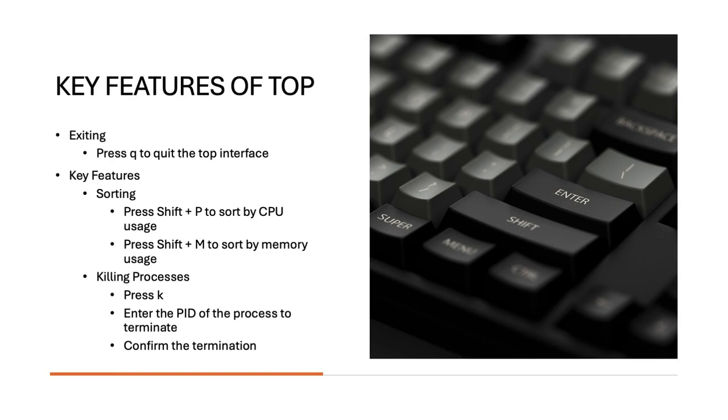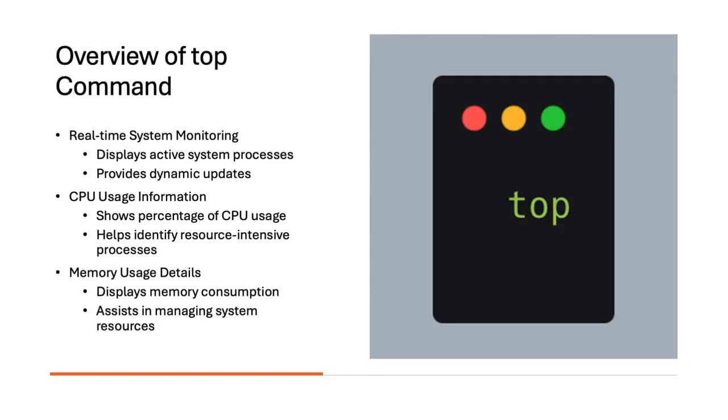Key features include sorting by CPU or memory usage using Shift-P or Shift-M respectively, and to kill a process, press K, enter the PID or process ID, and then confirm. The htop command in Linux offers a real-time view of system processes, including CPU and memory usage. It helps monitor active processes, identify resource-intensive tasks, and manage system resources effectively.